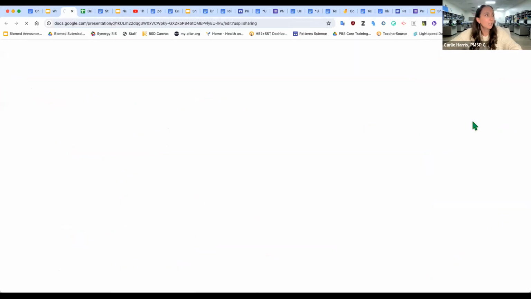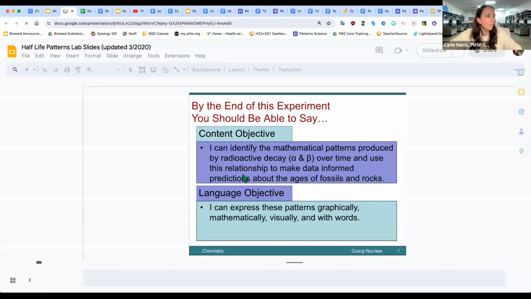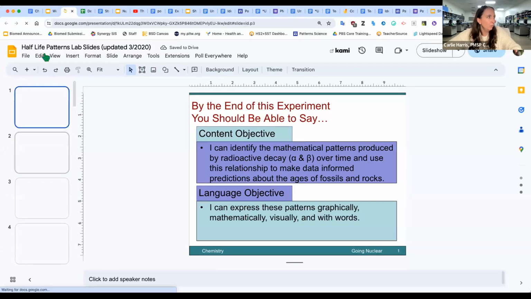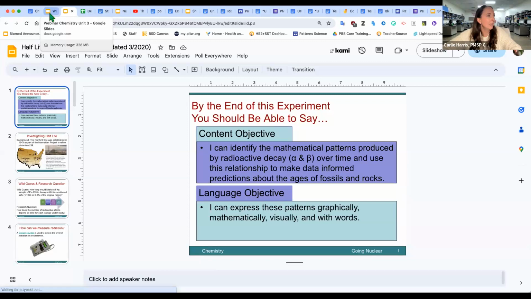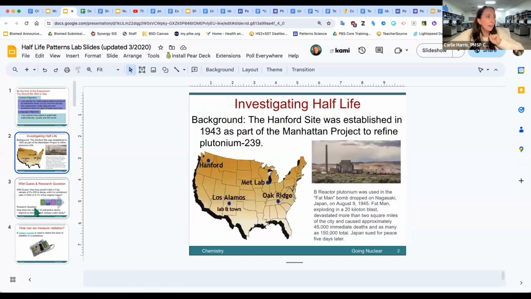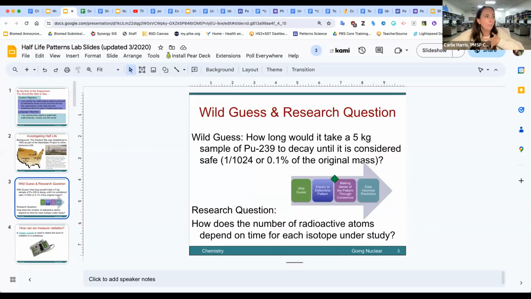So let's look at the teacher slides really briefly. And we'll also take a look at the teacher notes and the student handout. Okay, so this is where we're telling our students how we're going to identify a mathematical model, right? We engage them in a little bit of background information about the Hanford site in Washington as part of the Manhattan Project. And this is where they make their wild guess.